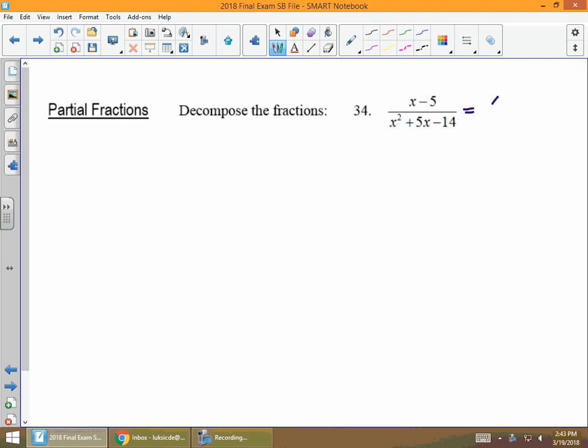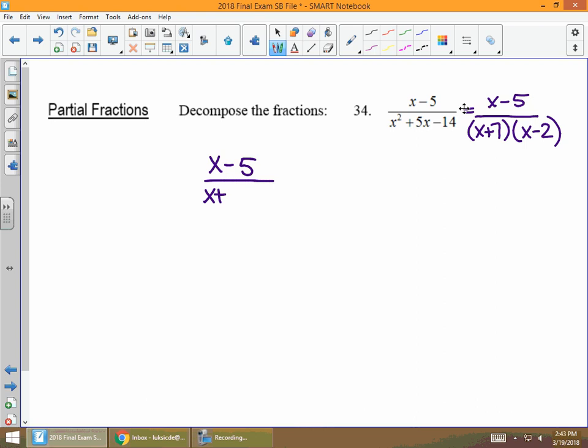And that's going to factor to x plus 7, x minus 2. And so really, x minus 5 over x plus 7 times x minus 2 is the same as some term over x plus 7 plus some term over x minus 2. We're going to call those a and b. And when we're working with these, they are just two linear terms.